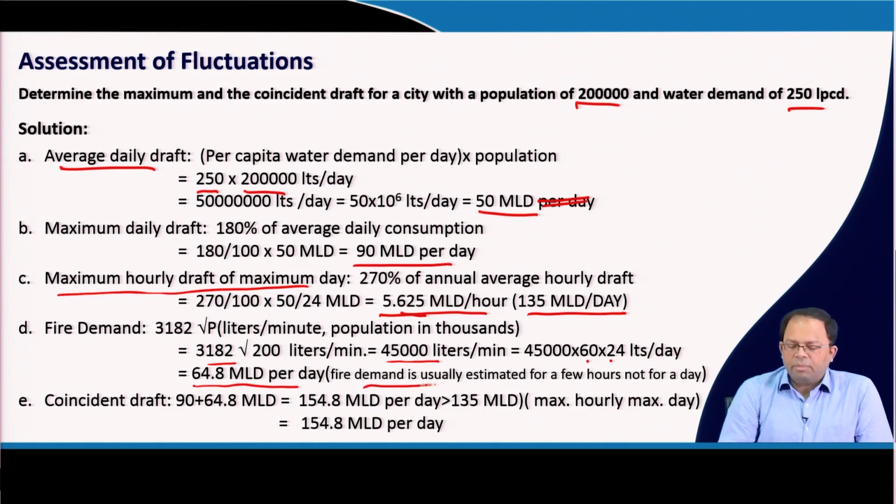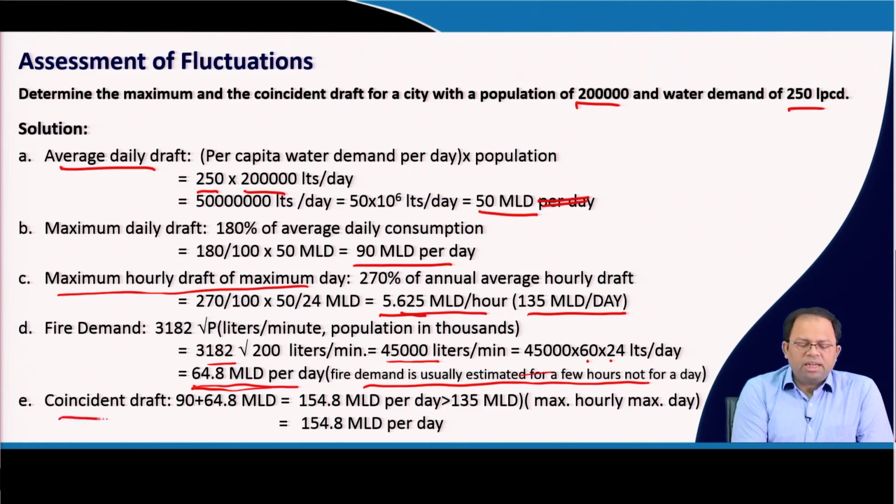So, this is the fire demand. Even though it is estimated for a few hours, not for the entire day, for calculation we have done it for the entire day. It is not like the fire will burn throughout the day, but we still make this estimate, and we say that this is the maximum fire demand that is possible for this particular urban area, which is 64.8 MLD per day. Maybe there is an event where the fire has been going on throughout the day. We have seen certain cases like that.